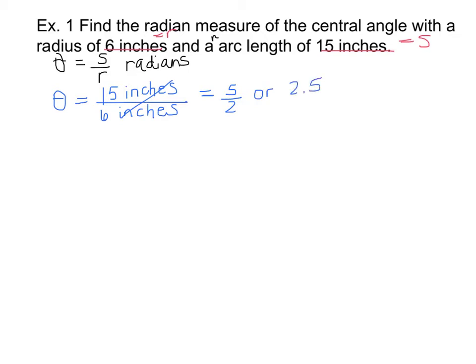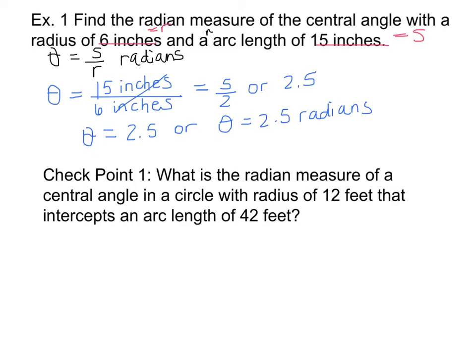Now, you can either write theta equals 2.5, or you can write 2.5 radians. Whatever you do, don't write degrees. Okay?